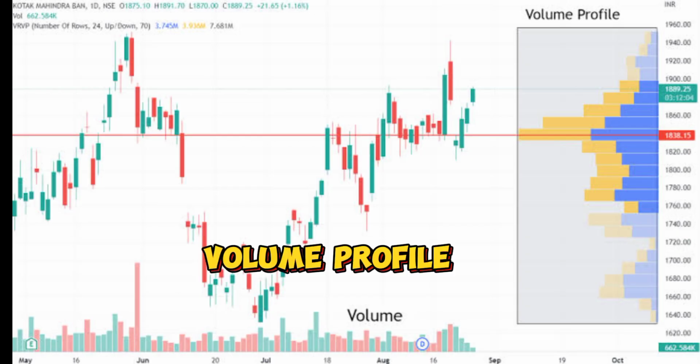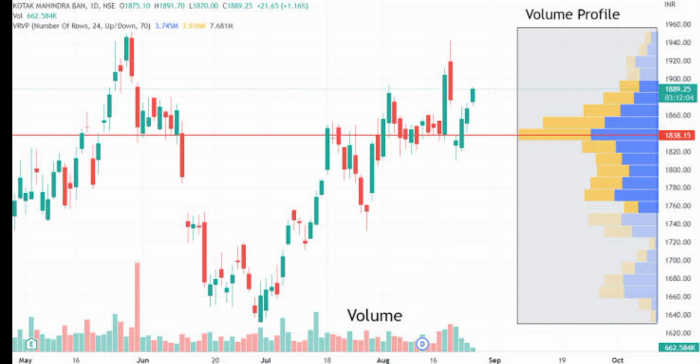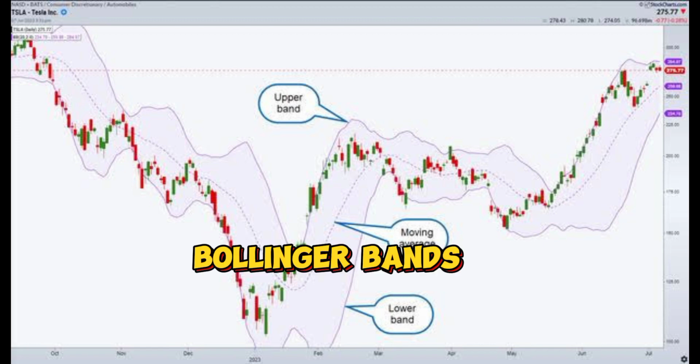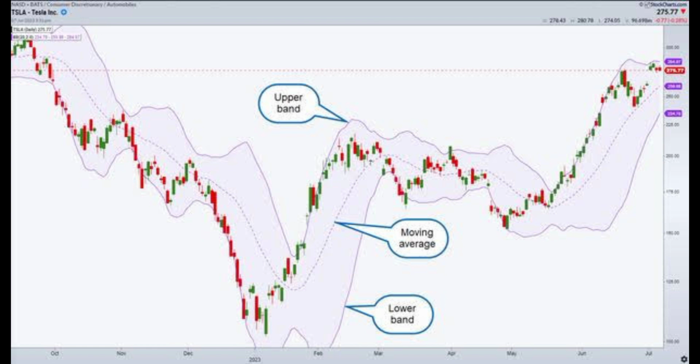6. Volume Profile. Volume profile displays the volume traded at each price level over a specified time period, helping identify significant support and resistance levels. 7. Bollinger Bands. Bollinger Bands consist of a middle band, an SMA, and two outer bands that represent standard deviations. They dynamically adjust to price volatility, contracting in periods of low volatility and expanding in high volatility periods.